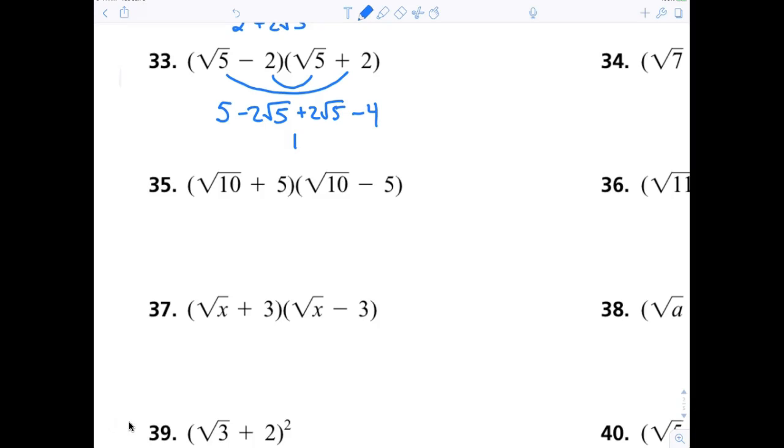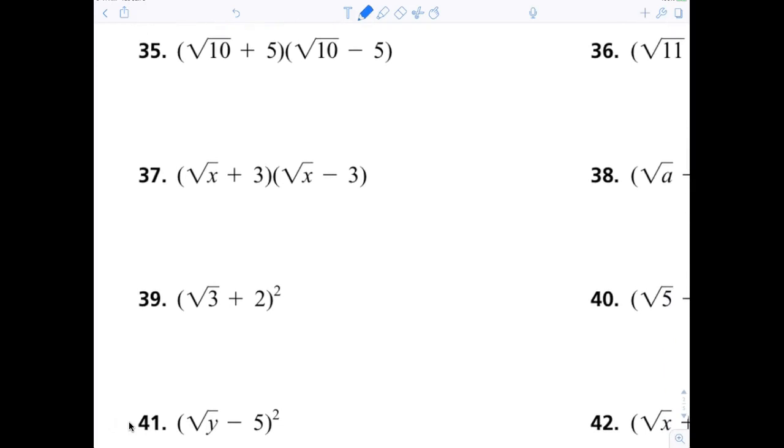All right, let's see how we're doing. Square root of 10 times square root of 10. 10. Here we go. How much is that? Plus 5 radical 10. How much is this? And then minus 25. Everybody good with that? So final answer. Negative 15. That's not bad at all. All right, let's continue on.